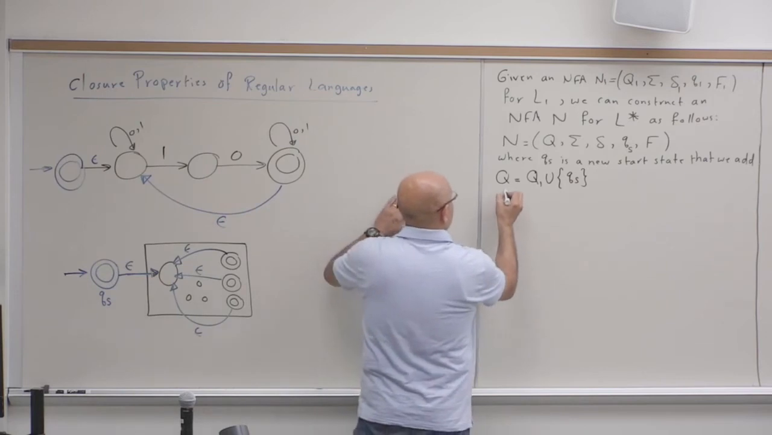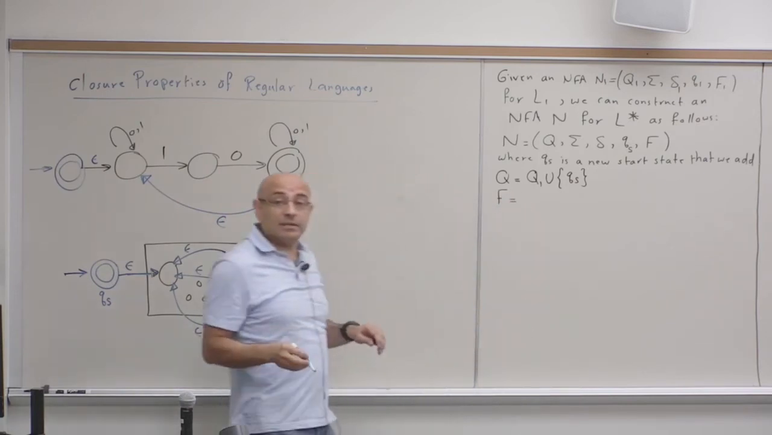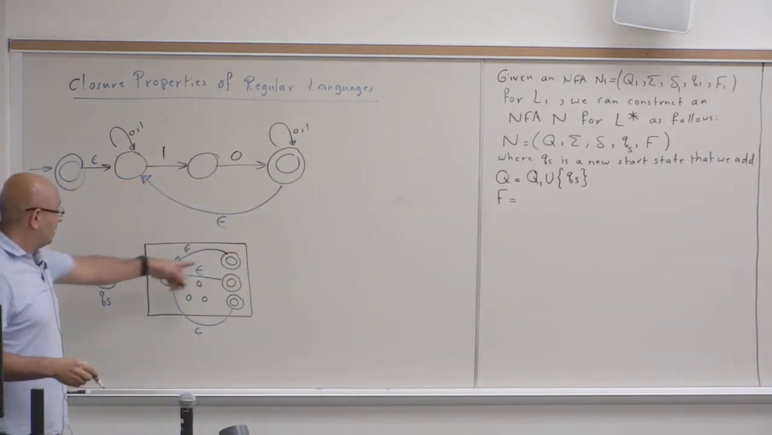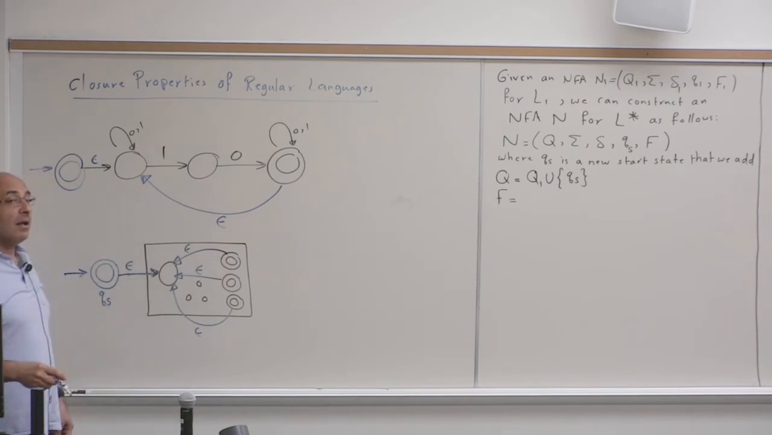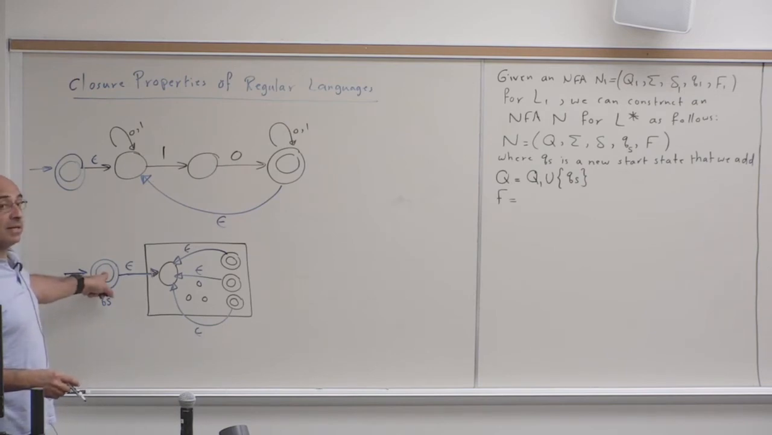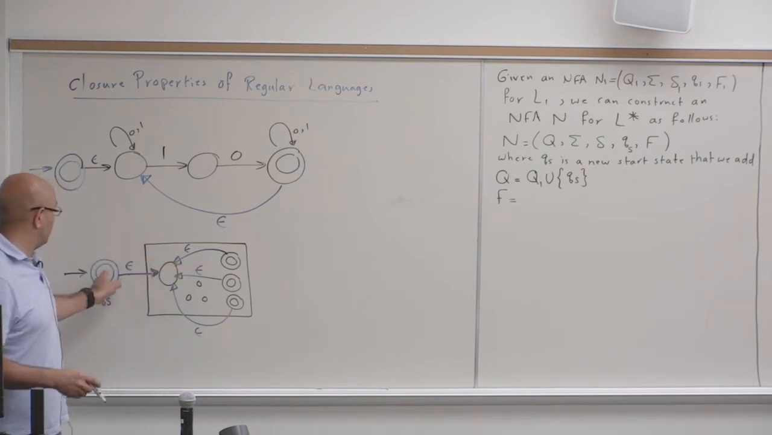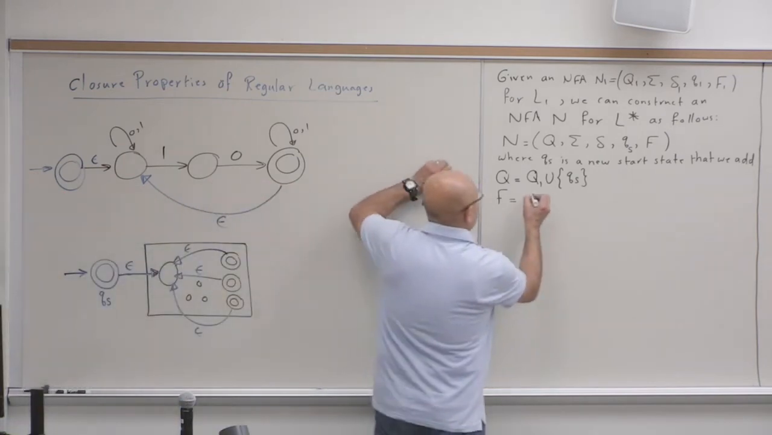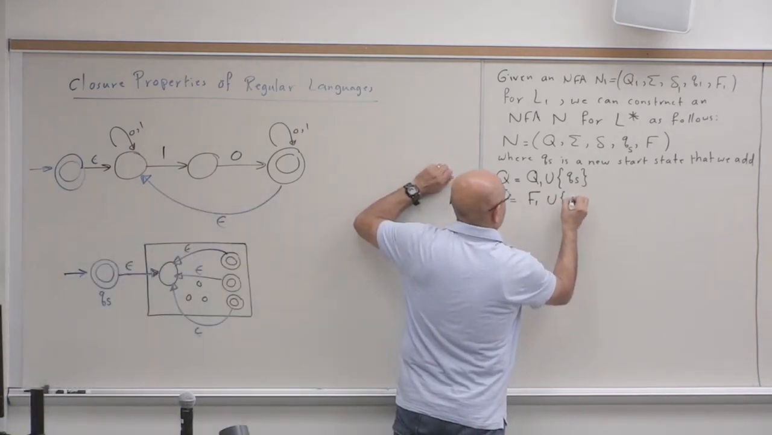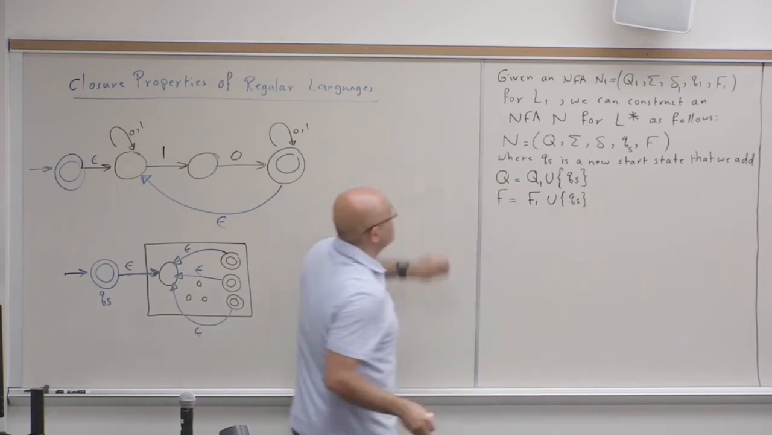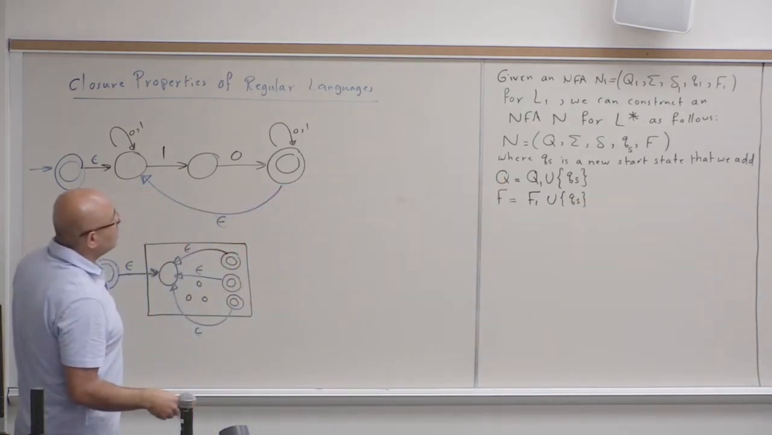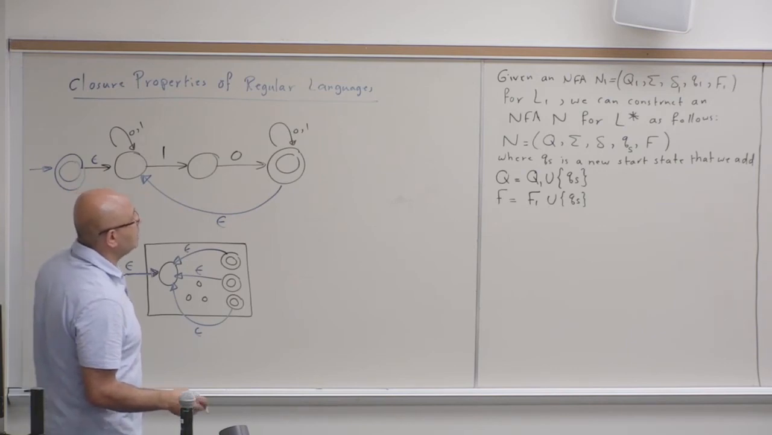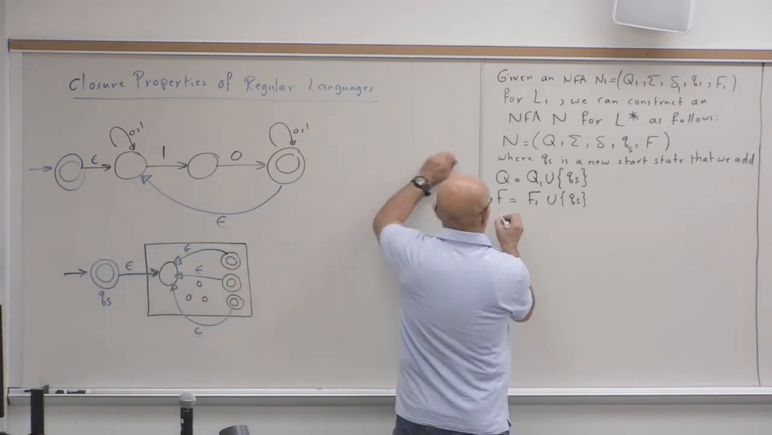What's the relation between F and F1 in this case? The accept states don't change, but this is an accept state. So it's F1 union QS. Okay, so we covered Q and F and QS. It remains to cover delta.